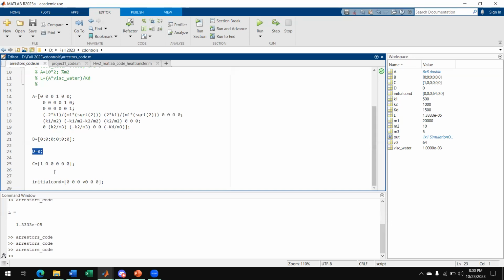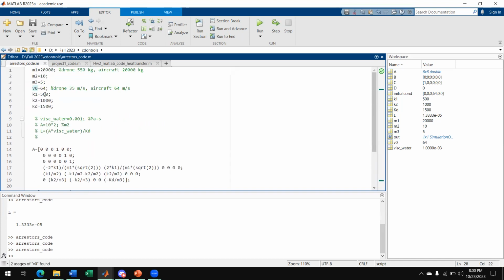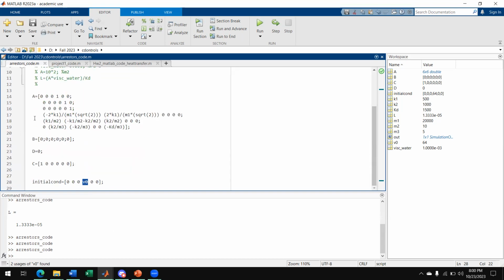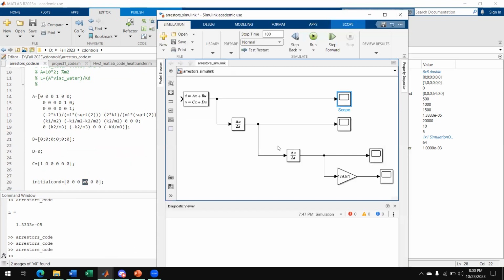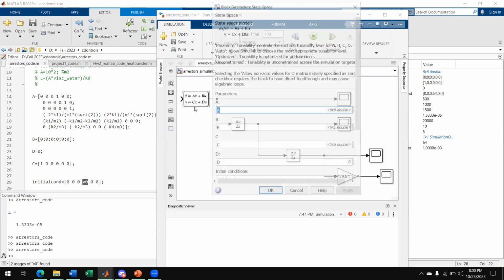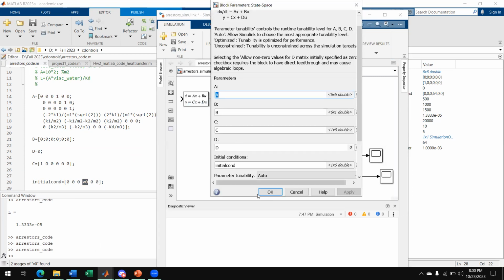Our D matrix is 0 and our initial condition is 0 for everything except the plane landing velocity, which is V naught, 64 meters per second for the aircraft, and our aircraft mass is 20,000. Basically what I did was take this state space model and put it into Simulink like this. And Simulink filled all these parameters in.